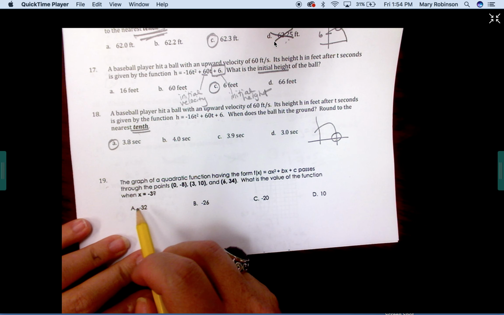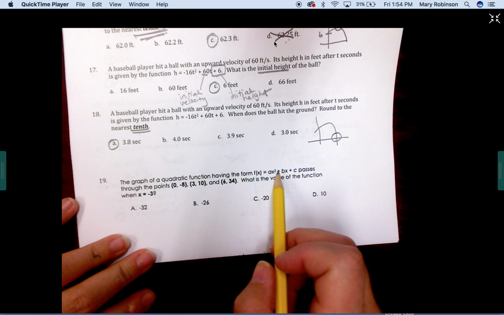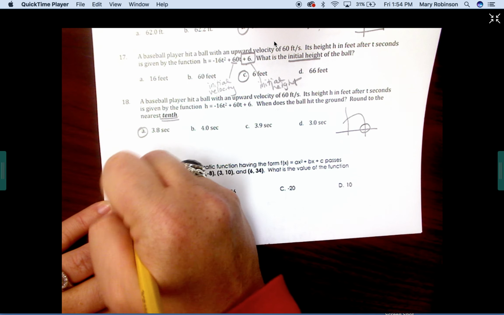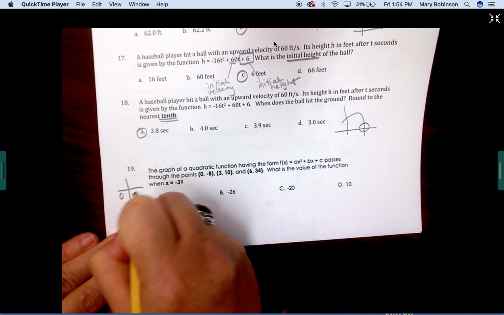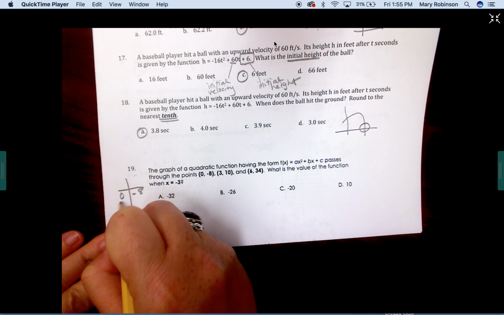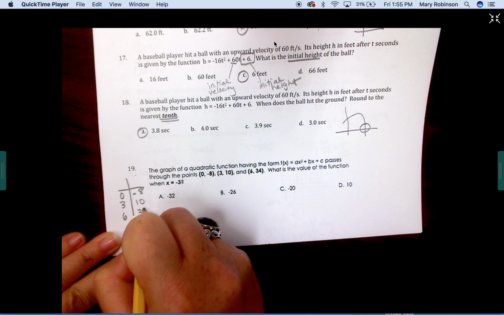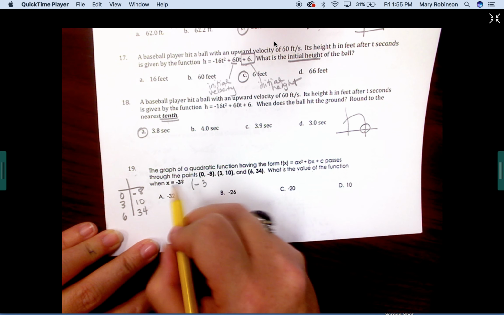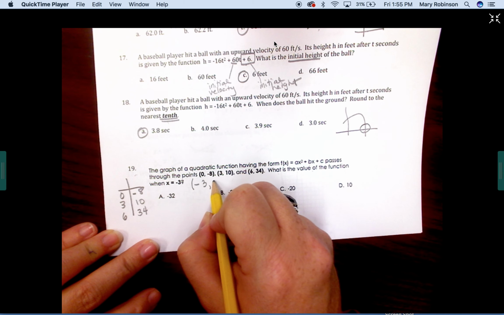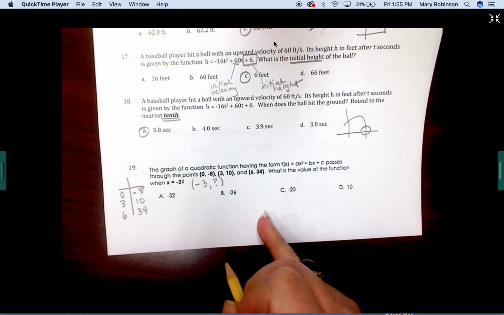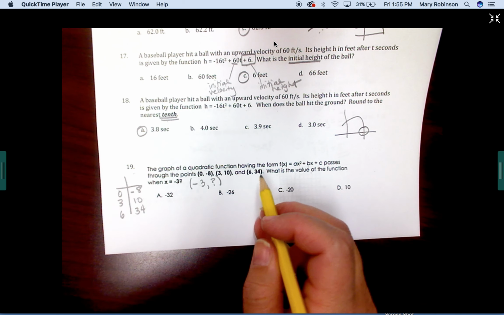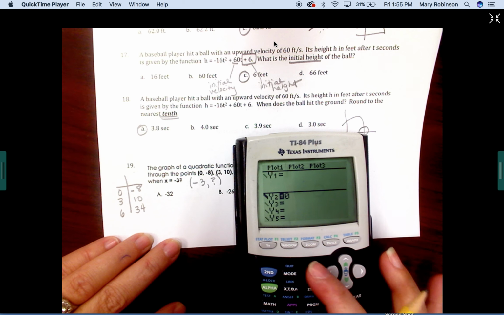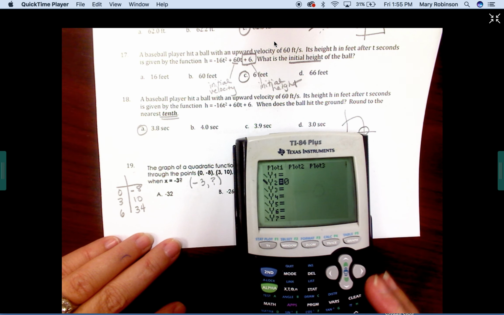Lastly, for 19, the graph of a quadratic function has this standard form, and it passes through these points. My recommendation would be to take these order pairs and write them in a table, a vertical table, and recognize that you're trying to find what is the value of the function when the x value is negative 3. That's what I'm trying to find. But if I have order pairs and I don't have a function, I can't look at a table without a function. So I'm going to clear these out.